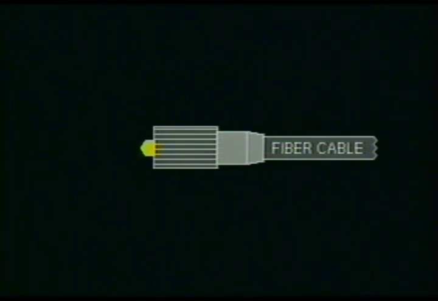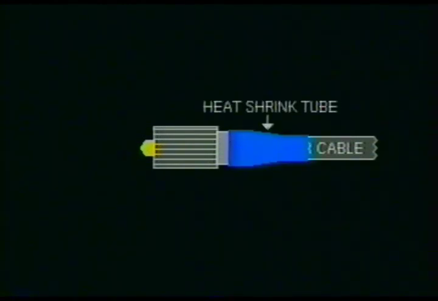Finally, the main body of the connector is crimped or glued to the protective coating around the fiber core. Gluing seems to be the preference of many installers. Often heat shrink tubing is used to seal the cable connector junction to ensure that contaminants do not enter the connector.